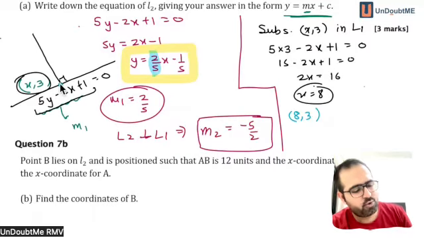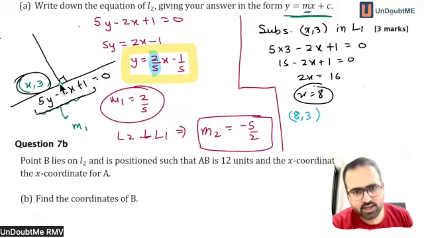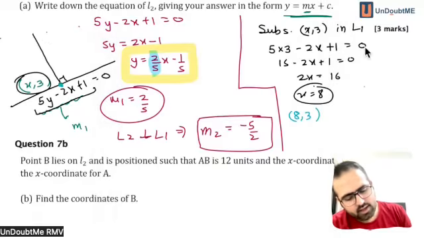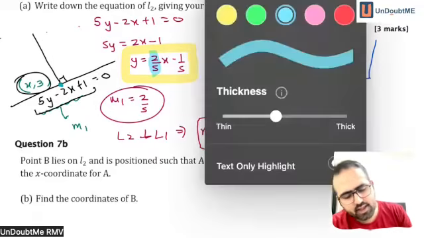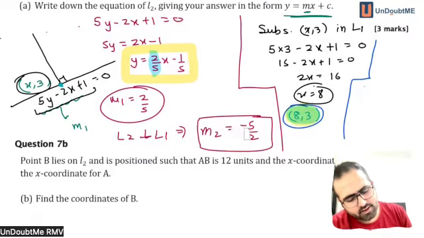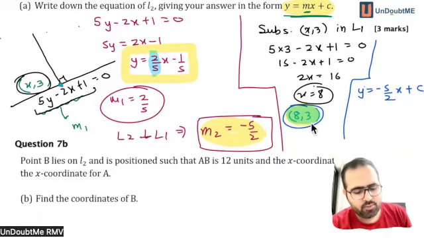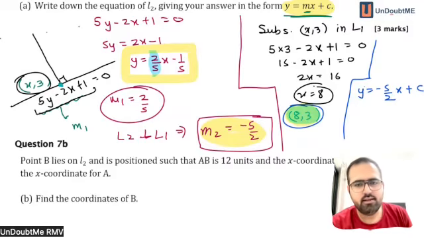This is a common point for both the lines, so it will definitely lie on the required line as well. Now the last step of the question is, if we have the gradient and this point, we are going to use it in y is equal to mx plus c. So it will be y is equal to minus 5 by 2 x plus c. Putting 8 comma 3 in place of x and y will give me the value of c, and I can put back the value of c over here, and that will become my answer.